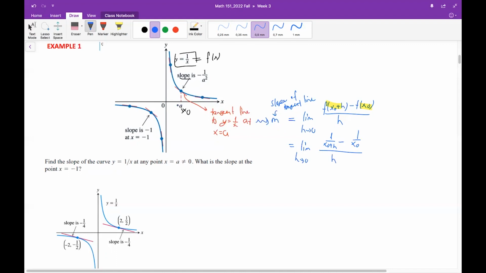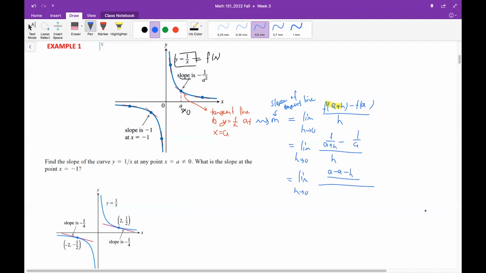By the way, here the point x0 is given as a in this particular example. Let's put a instead of x0 because it is given as a. It's just a matter of notation: instead of x0, we choose any point different than 0, which is denoted by a here. So this is the expression. Then keep computing. If you take the difference of these two rational expressions, you will obtain a minus, the difference of numerators, a minus (a plus h).